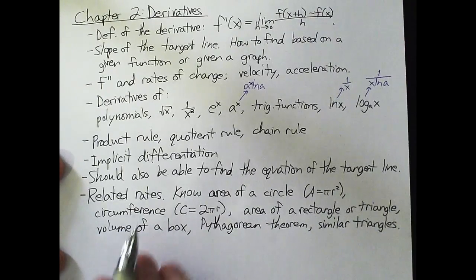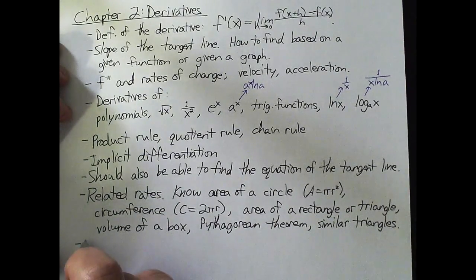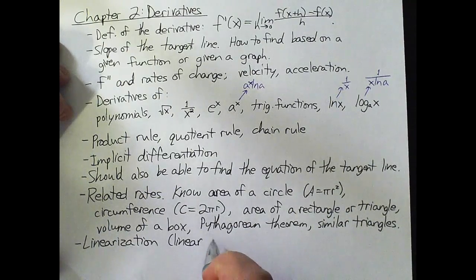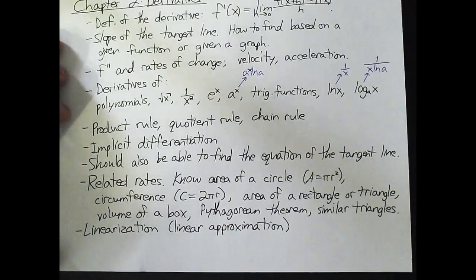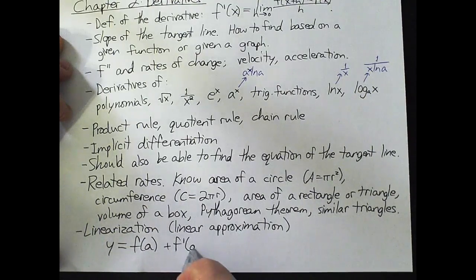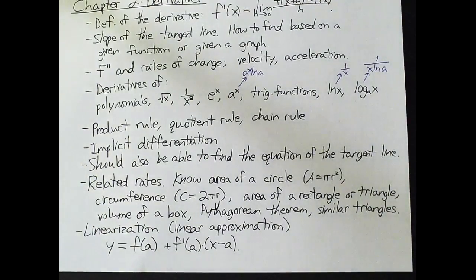And then the last part, look at this, this is a pretty big chapter, isn't it? The last part of chapter 2 was linearization, which is also known as linear approximation. That's basically where we use the tangent line to approximate a curve. It has a formula: y equals f of a plus f prime of a times x minus a. And you should know how to find this.